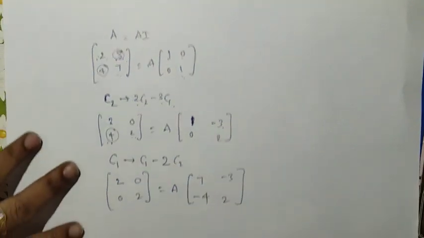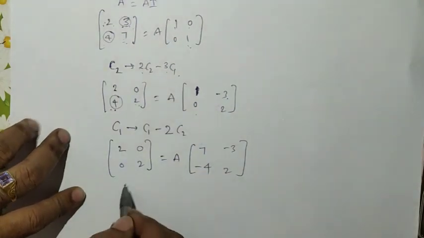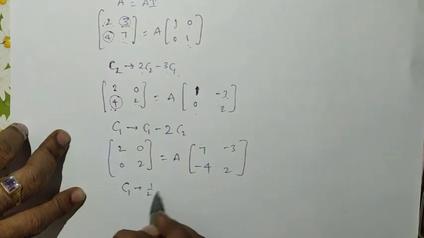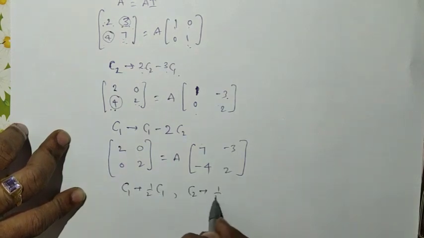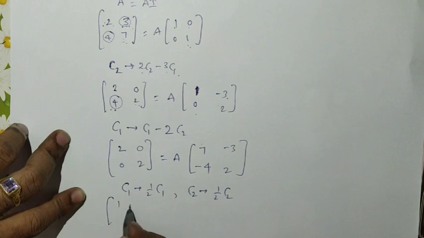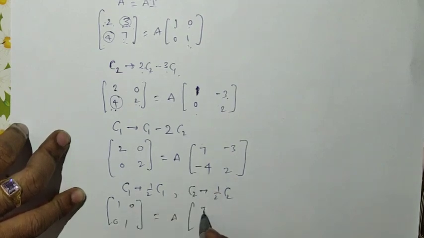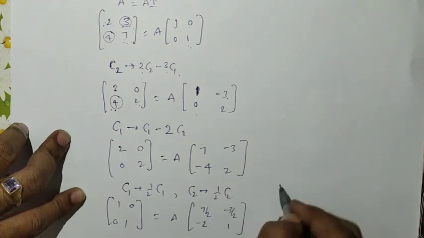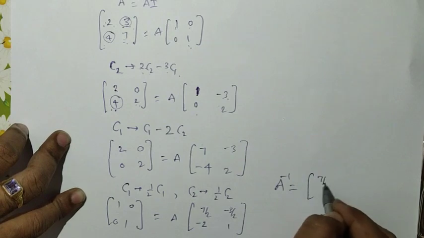Then what I have to do, I need to make 1 0 0 1 on the left side. So you do column 1 is 1 by 2 column 1, column 2 is 1 by 2 column 2. Then you get 1 0 0 1 on the left side. Right side, 7 by 2, minus 2, minus 3 by 2, 1. This is the inverse. Then what is the inverse of A by using column operations?